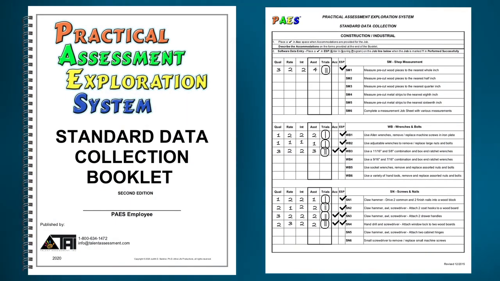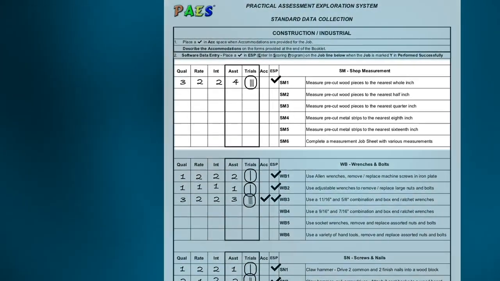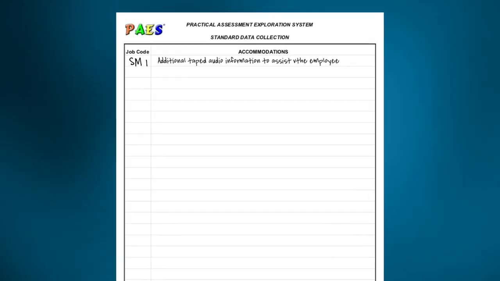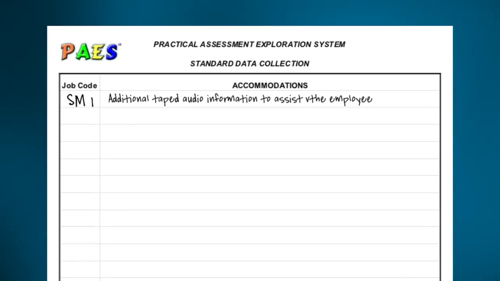If the employee isn't using a subtask data collection booklet, accommodations or modifications are recorded in the standard data collection booklet along with other scores. Simply check the ACC space next to the job, and then describe the accommodation or modification in the back of the data collection booklet in the space provided.